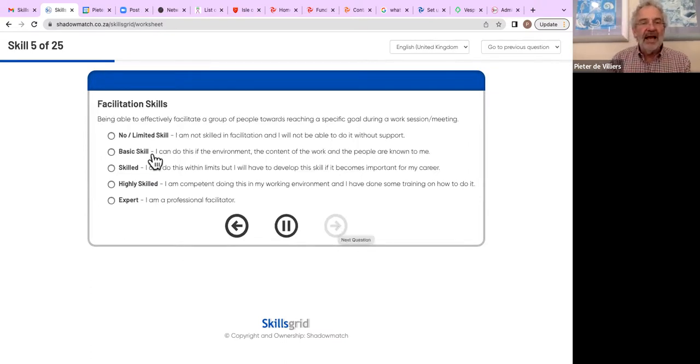Facilitation skills. What is this? Being able to effectively facilitate a group of people towards reaching a specific goal during a work session or meeting. Remember, he said he's a good coach, so we expect that he might also be a good facilitator. Skilled: I can do this within limits, but I have to develop this skill if it becomes important for my career. So he acknowledges that he has the skill, but there's a little bit of development necessary in this area.